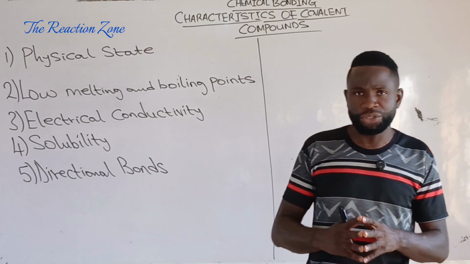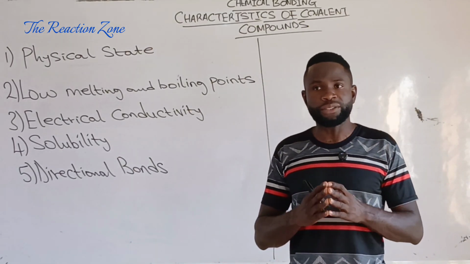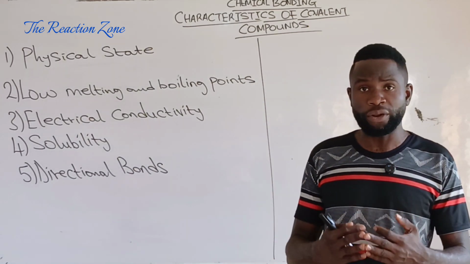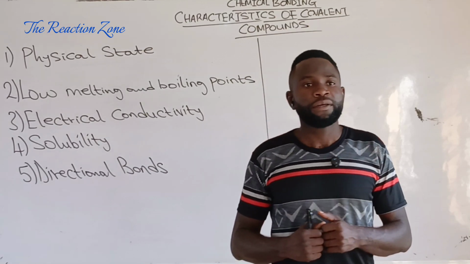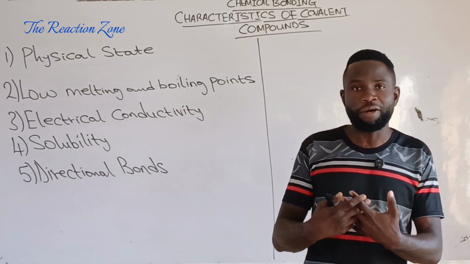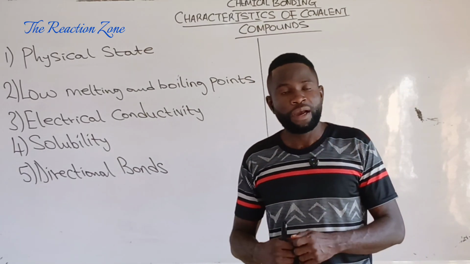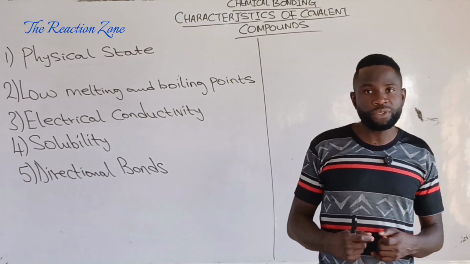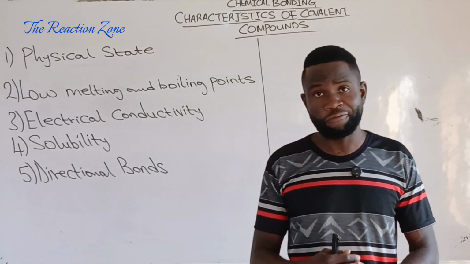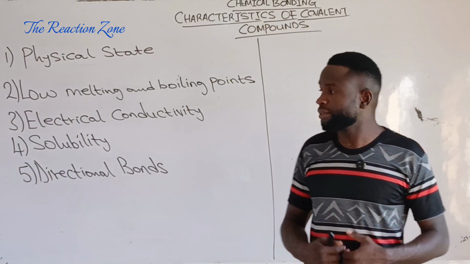Under normal conditions of temperature and pressure, covalent compounds exist as liquids or gases of low boiling and melting points. This is as a result of the weak intermolecular forces that exist between the molecules. However, molecules that have high molecular masses, such as that of phosphorus, sulfur, or iodine, can exist as soft solids.